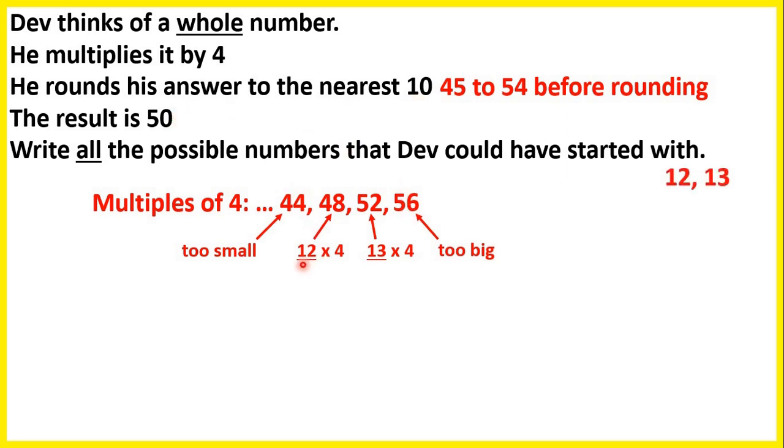So that means he must have started with either 12 or 13. If he started with 12, he would multiply by 4 to get 48, then round to the nearest 10 to get 50. And if he started with 13, he could have multiplied by 4 to get 52, and then that rounded to the nearest 10 is 50 as well. So that means that he started with 12 or 13.